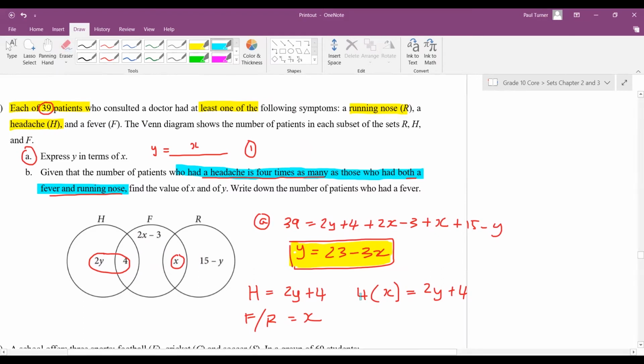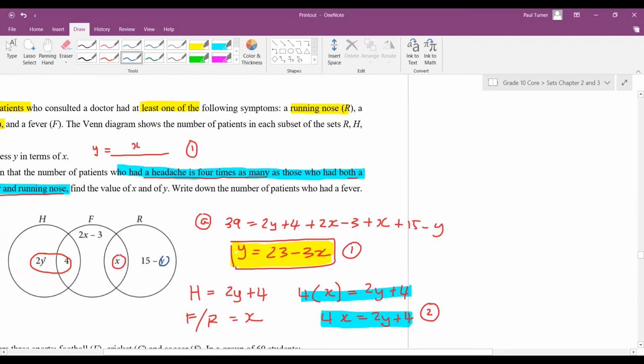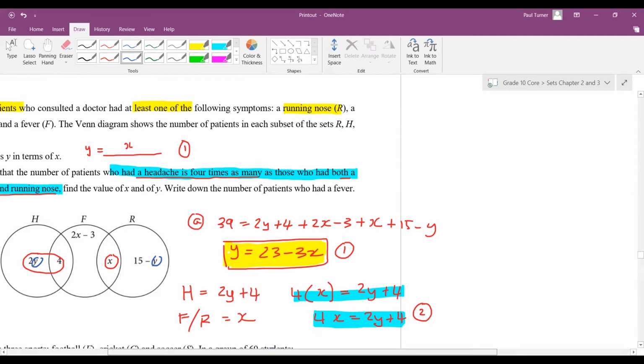So let's put that in blue. So you've got 4x equals 2y plus 4, isn't it? So this is equation 1. This is equation 2, yes? So now we have actually simultaneous equations. We can do it this way, or you can put this y back into here and into here, and then you can calculate x that way. But let's do simultaneous equations.